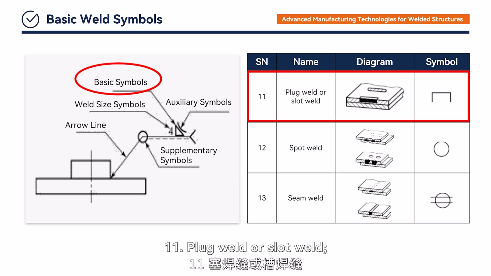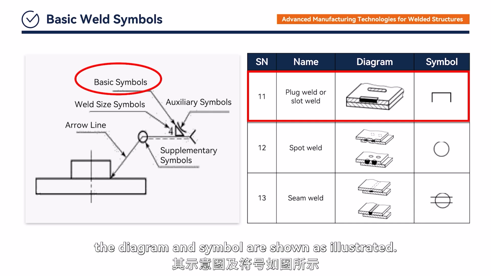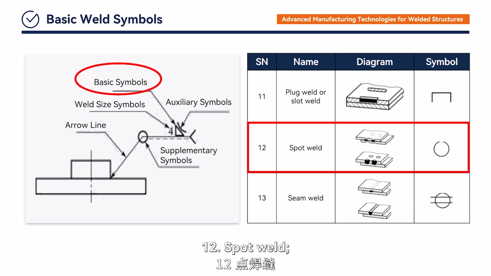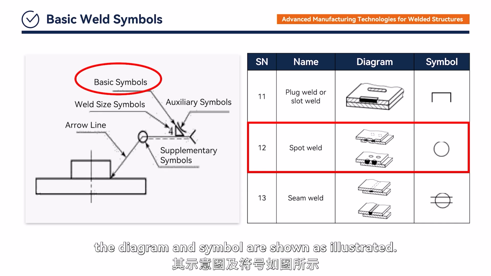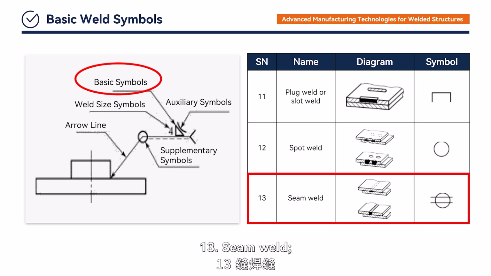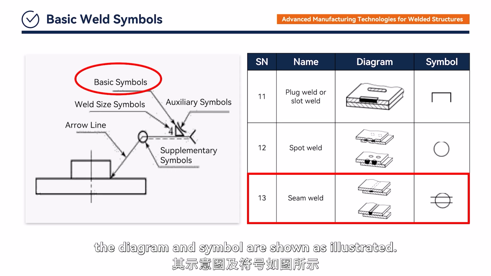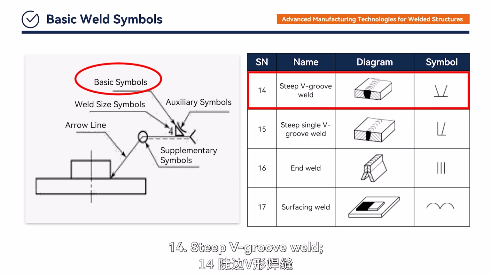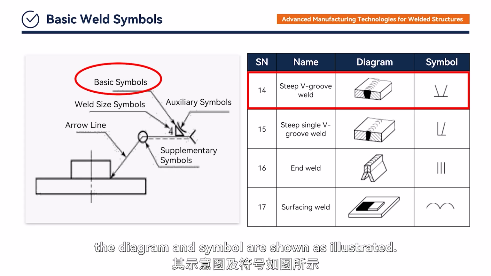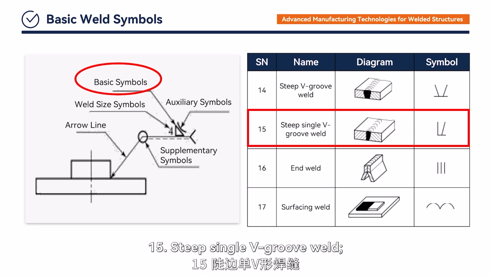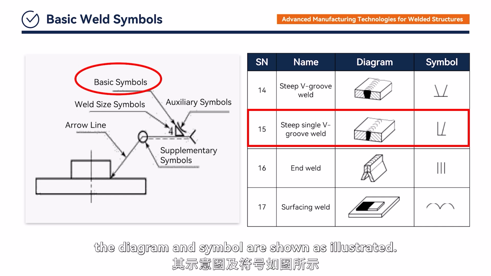11. Plug weld or slot weld. The diagram and symbol are shown as illustrated. 12. Spot weld. The diagram and symbol are shown as illustrated. 13. Seam weld. The diagram and symbol are shown as illustrated. 14. Steep V-groove weld. The diagram and symbol are shown as illustrated. 15. Steep single V-groove weld. The diagram and symbol are shown as illustrated.